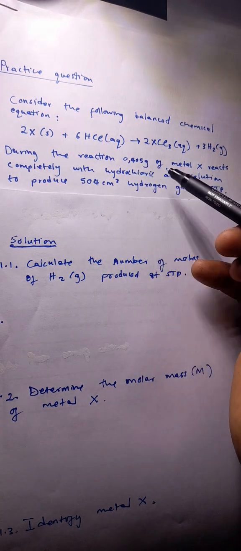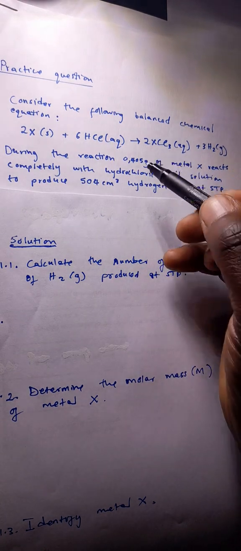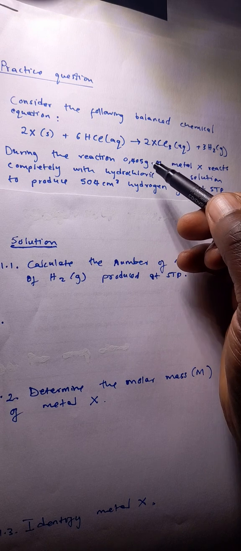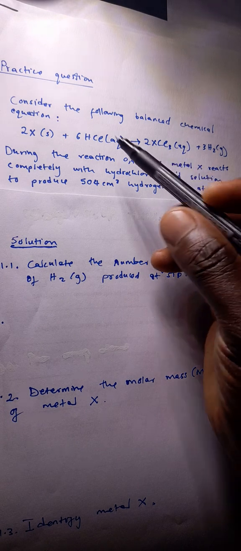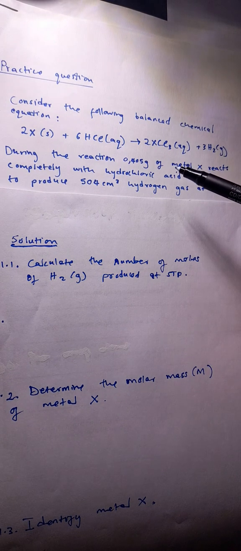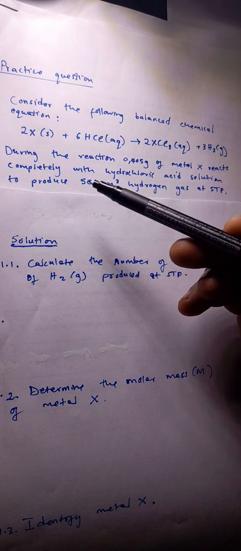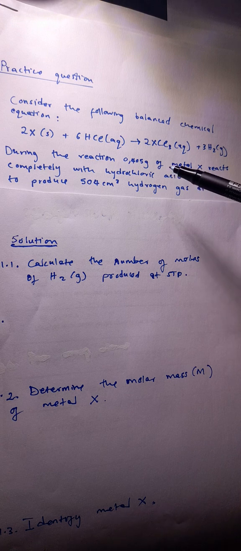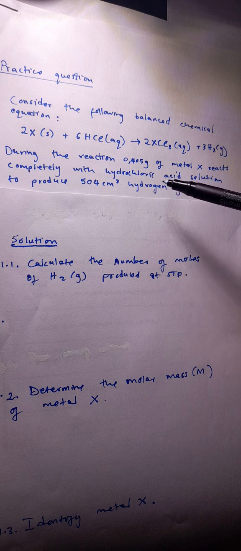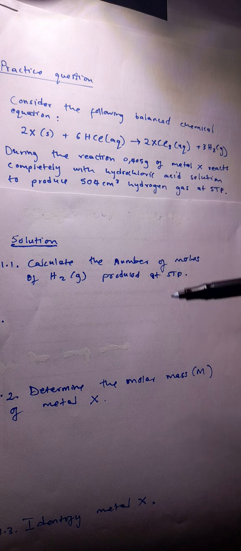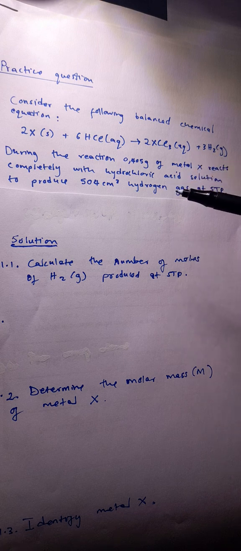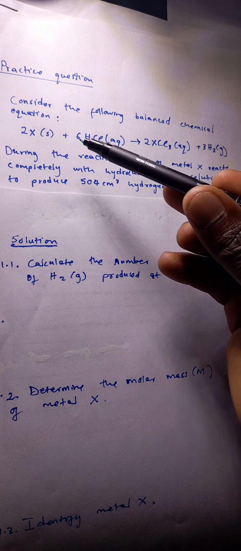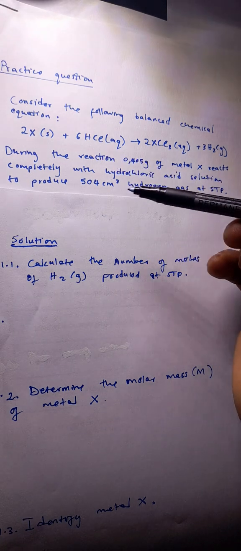During the reaction, 0.405 grams of metal X. So we are given the mass of metal X. It reacts completely with hydrochloric acid. What does it mean? It means the metal X will be finished. While reacting with hydrochloric acid, we normally use the term limiting reagent. It's the one limiting the reaction, because if it's finished, then the reaction cannot continue any further.